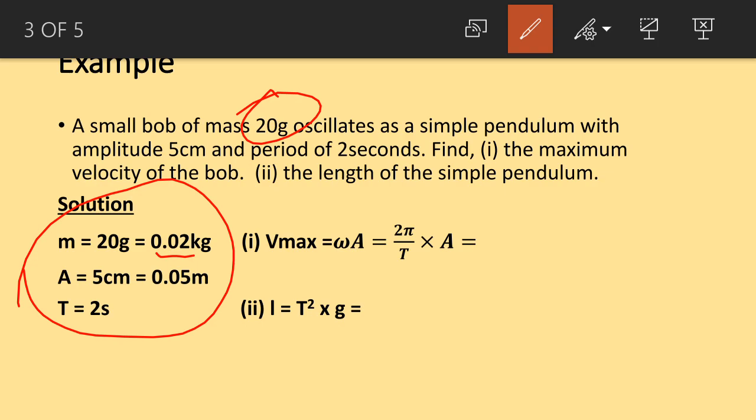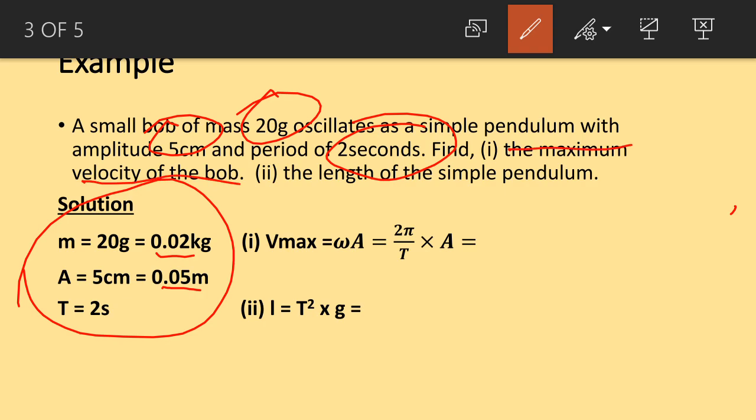Then the amplitude is 5 centimeter. Converting to SI unit, which is meter, you divide by 100 to get 0.05. Then we are given a period of 2 seconds, so the period T is 2 seconds. Now, the first question we are asked to find is the maximum velocity.